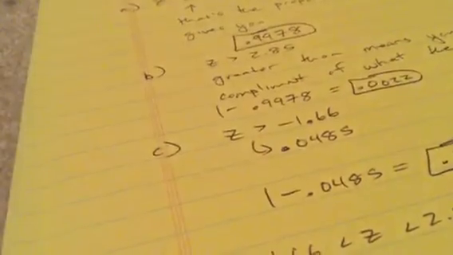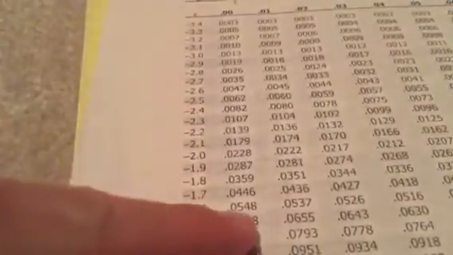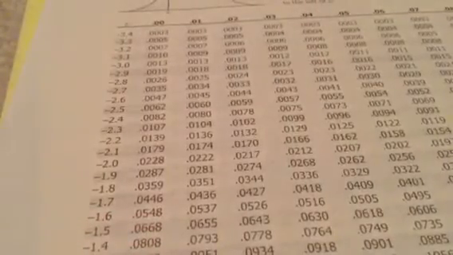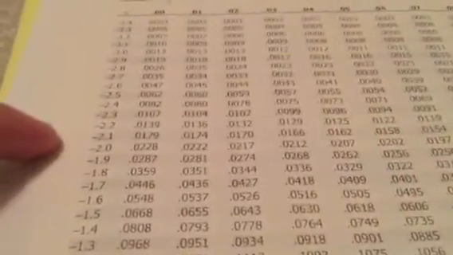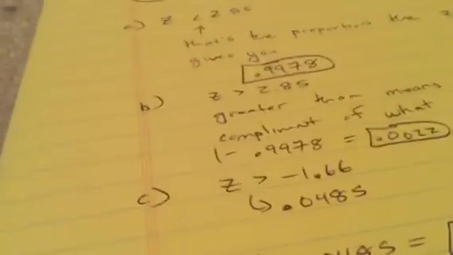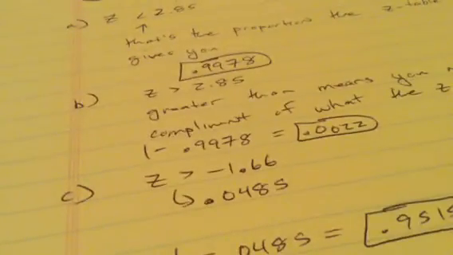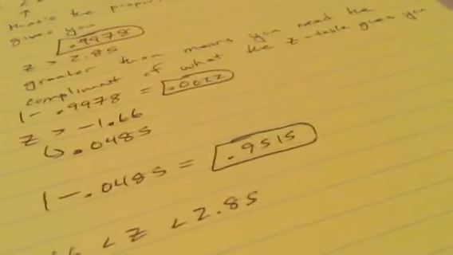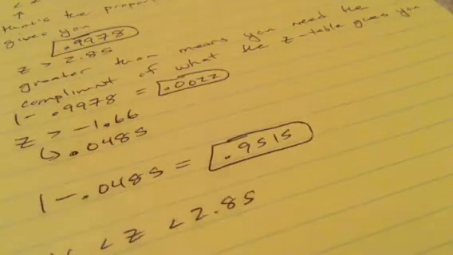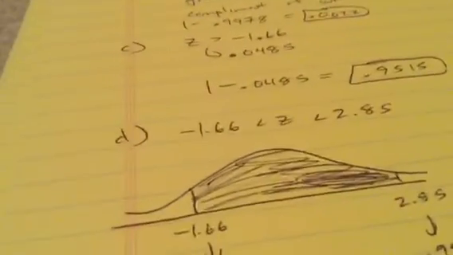So let's look up. Now, let's think about this, folks. I want to know what proportion is greater than a below average value. Well, if it's below average, then most people are going to be above that, right? So look up negative 0.166. I believe that is 0.0485. So 0.0485 or 4.85% does that or less. So the percent that does better is the complement, 95.15%, or 0.9515 do better than that.